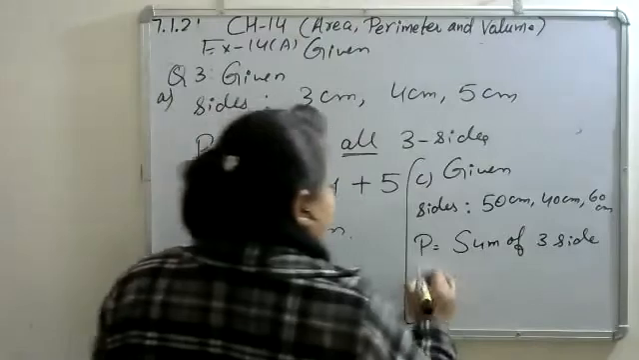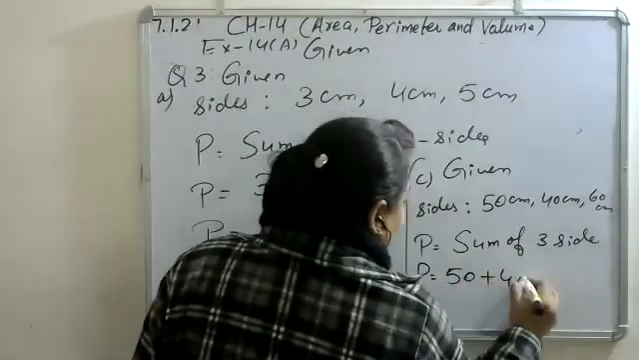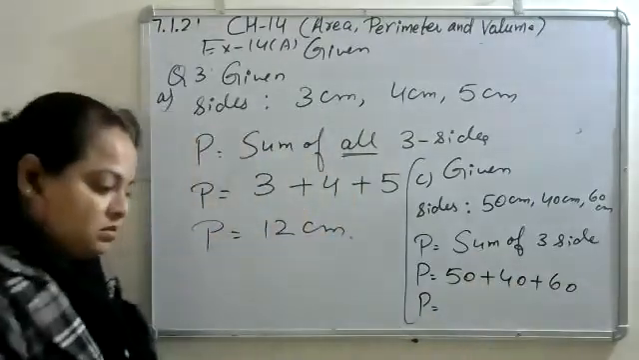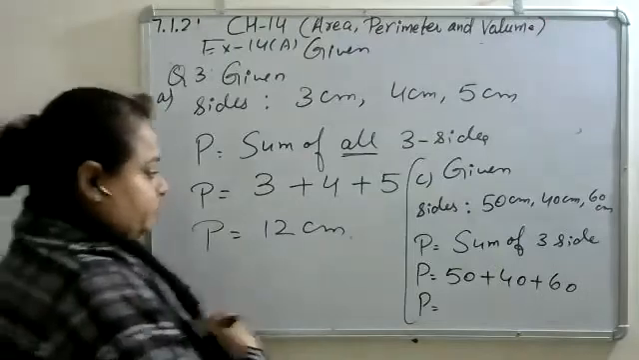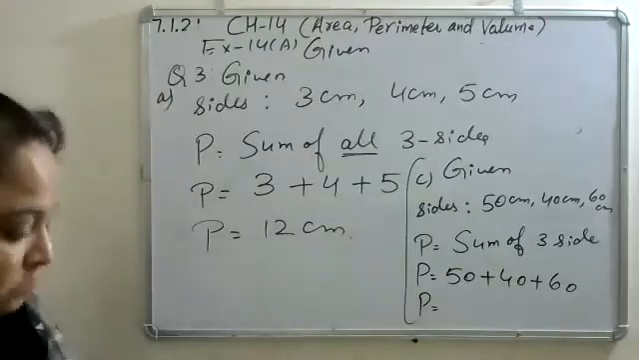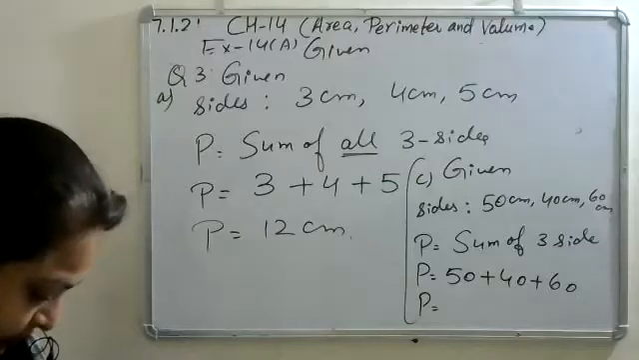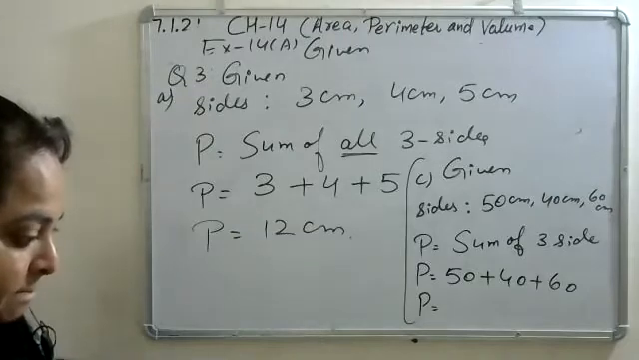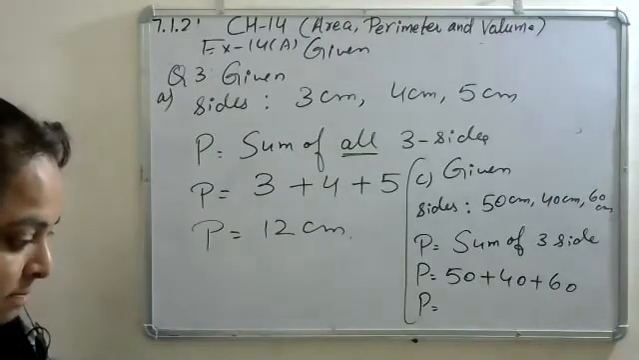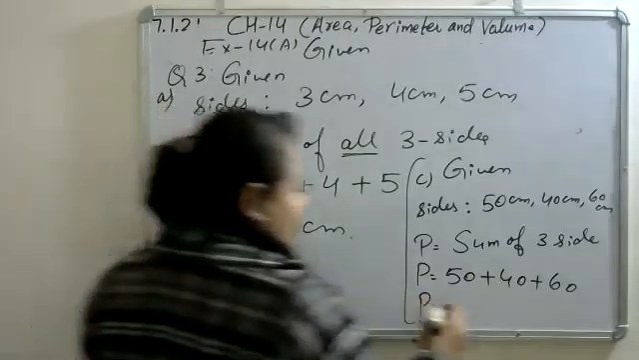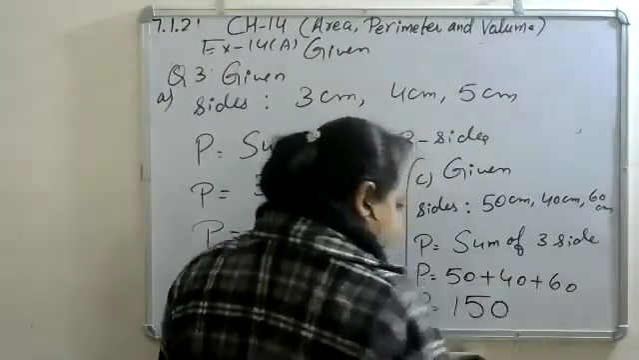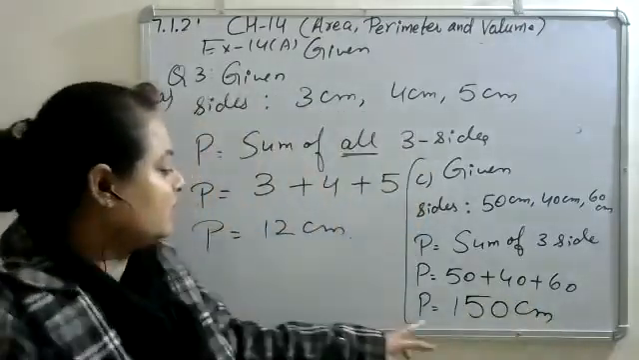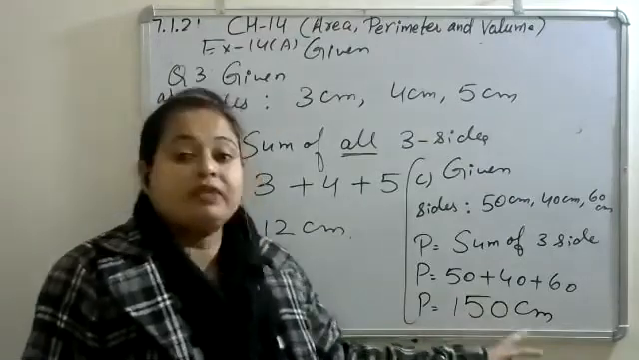Fine. So perimeter is 50, 40, 60. So what is the result after addition, Bhumika? मैम 1 मिनट. 10, 11, 12, 13. मैम 150. Very good. 150 meter or 150 centimeter? Centimeter. Very good. So this is the result. Perimeter is equal to 150 centimeter.